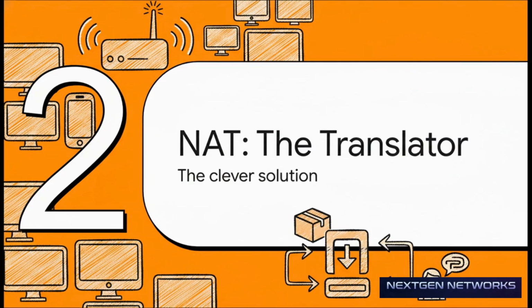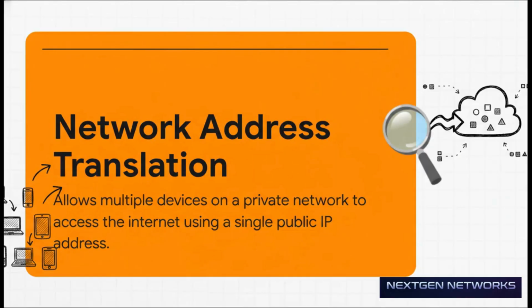It's this brilliant workaround that sits right on your router, and it acts as a kind of digital receptionist for your whole network. At its core, the definition is actually pretty simple. NAT is the magic that lets all those different devices on your private network, each with its own private IP, share that one single public IP address to talk to the rest of the world.